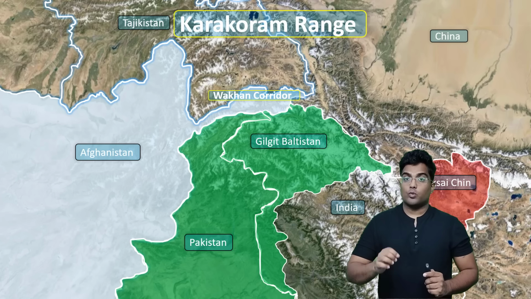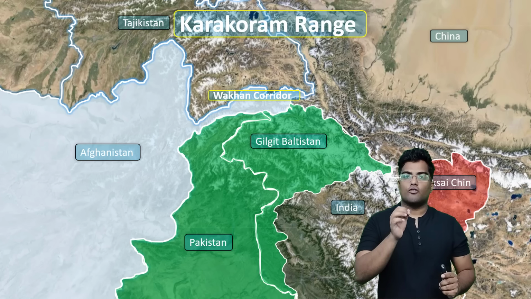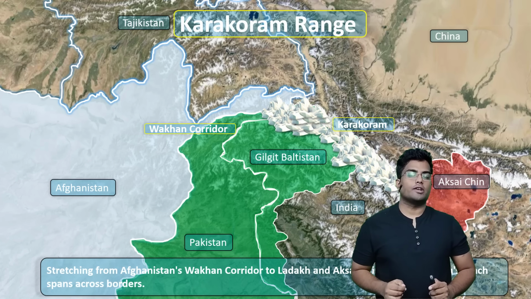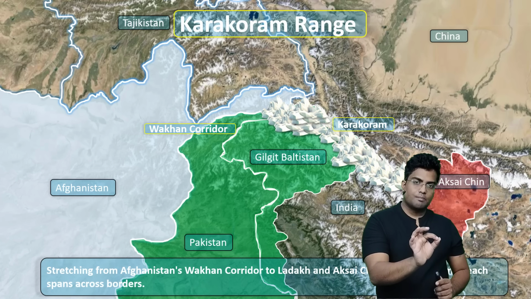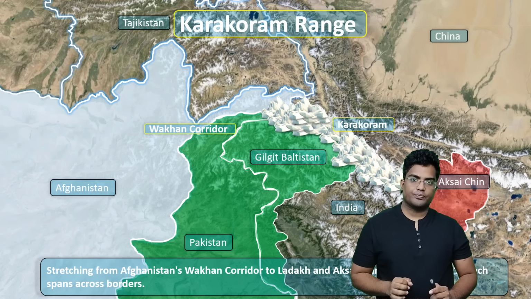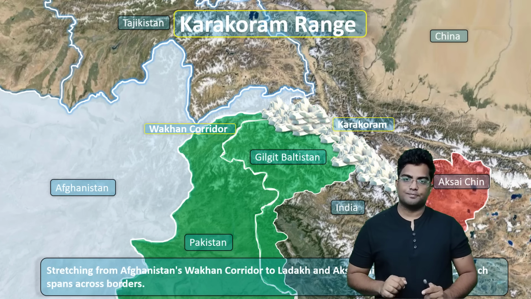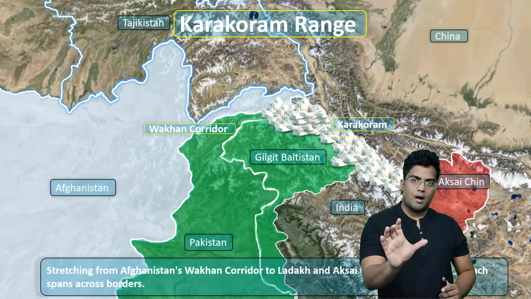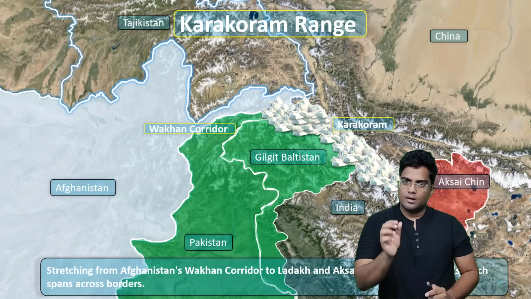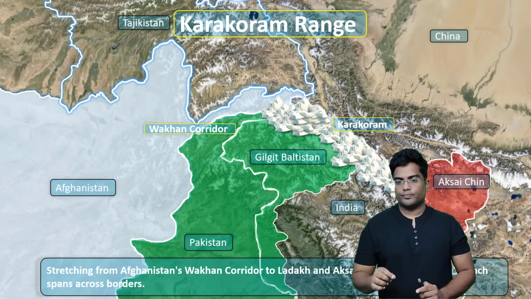So the question is, where does the Karakoram Range lie? Okay, what is the extent of the Karakoram Range? As you can see, this is the Karakoram Range. Okay, the southern part of the Karakoram Range lies in Aksai Chin. Right? Then there is a small part that is located in India. The major part is located in Pakistan, in Gilgit-Baltistan. The northern point is located in Afghanistan, that is called the Wakhan Corridor.